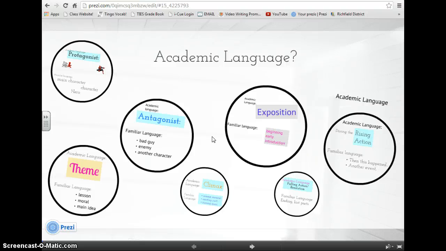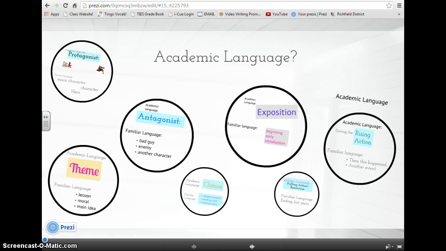Alright, today your first learning target is: I can use academic language to describe the plot of your Lit Circle book or your choice book using words like protagonist, antagonist, theme, exposition, rising action, climax, falling action, and resolution.